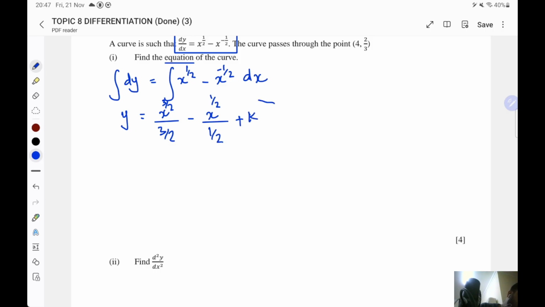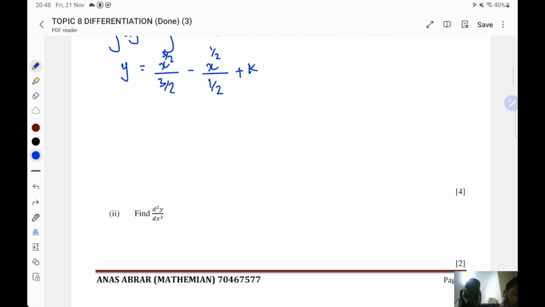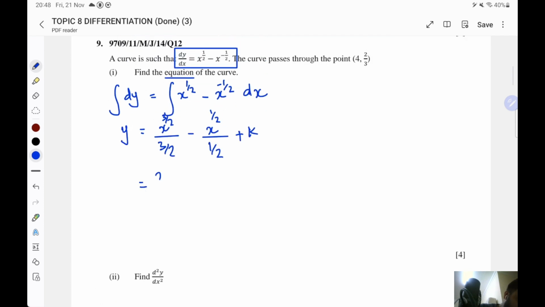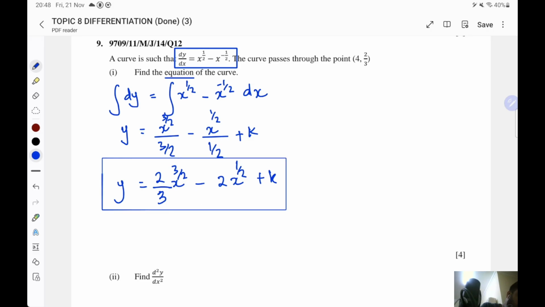But remember, you are going to add a constant in the end. So how to find out this constant value? But before that, let me simplify. It will be 2 divided by 3, x power 3 by 2 minus 2, x power 1 by 2 plus k. This will be the equation of the function that was there, for which dy by dx was given.